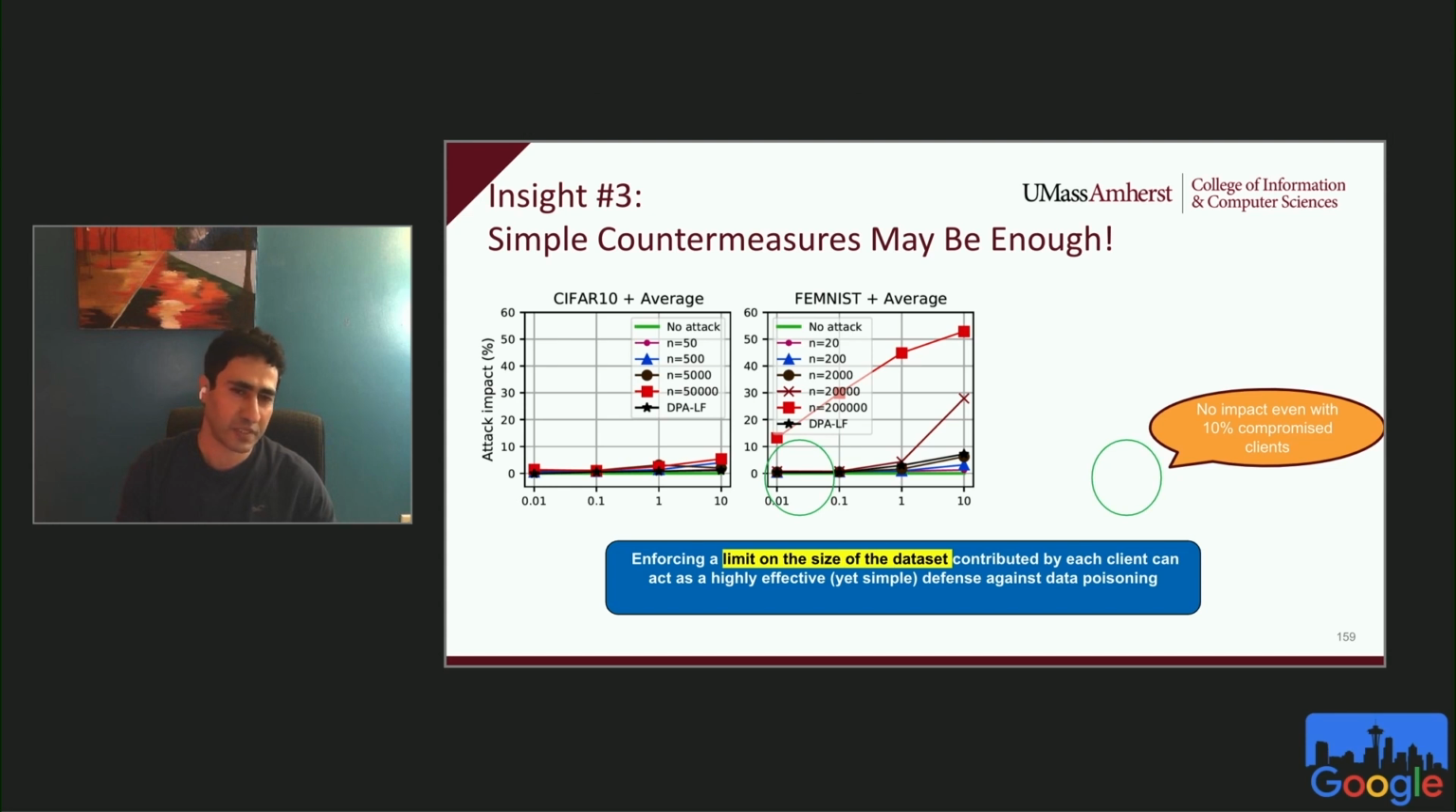Even though there exist different countermeasures and defenses against poisoning, some of them are complicated and advanced. We show that for the threat models and set of parameters that we see as practical for production FL systems, the simplest countermeasure could be enough. For instance, to defeat data poisoning attacks, it's enough to just put a limit on the size of the data set contributed from every client. And similarly for model poisoning, simple norm bounding could be enough to prevent the attack under threat models for production systems.